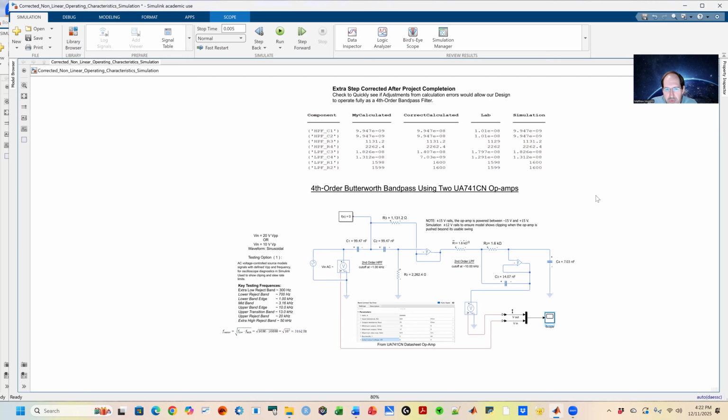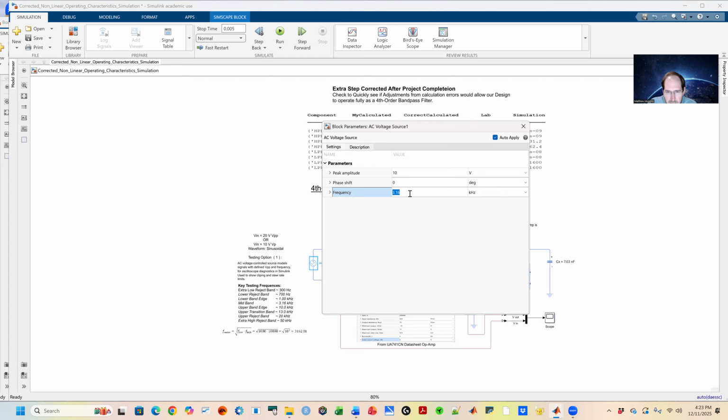Today I will be discussing the fourth order Butterworth bandpass filter, which uses two UA 741 CN op amps. In this configuration, you have two second order op amps, which combined make a fourth order Butterworth bandpass filter. By inputting these frequencies in these ranges here, you can look at the entire characteristics of the attenuation and the gain, which will be unity gain around 3.16 kilohertz.